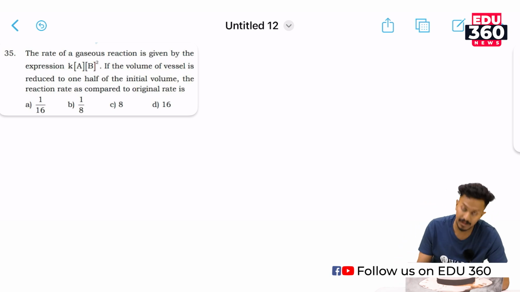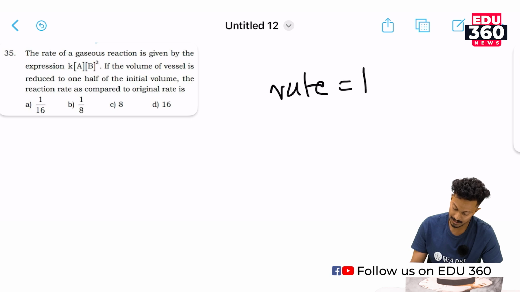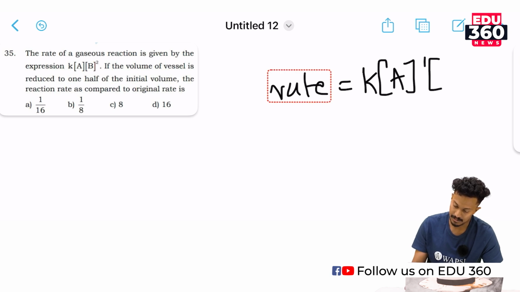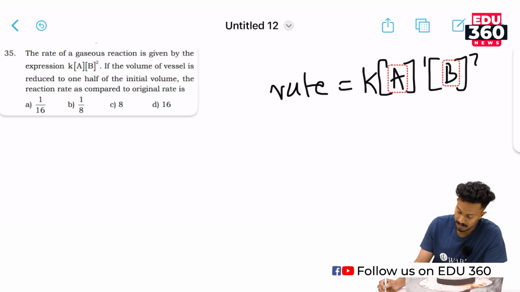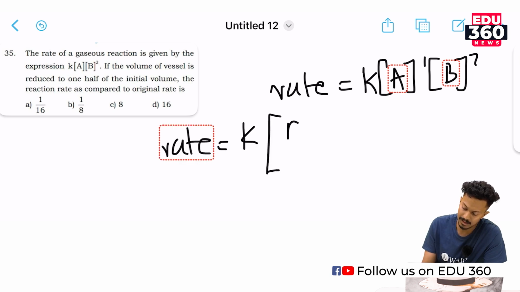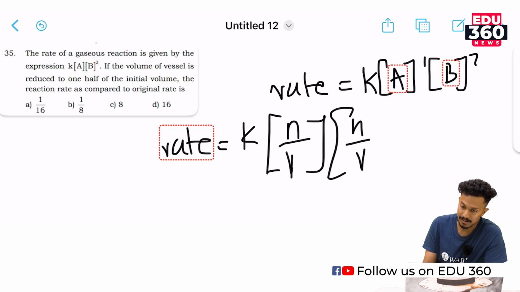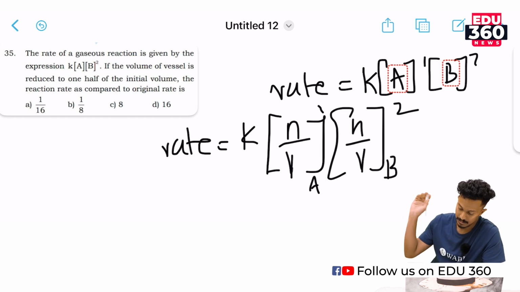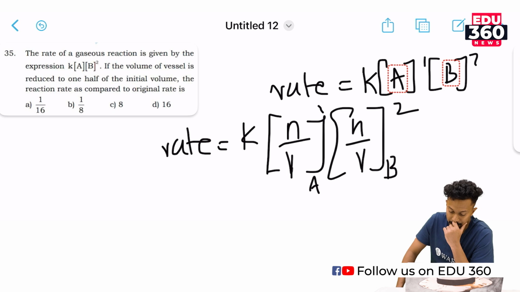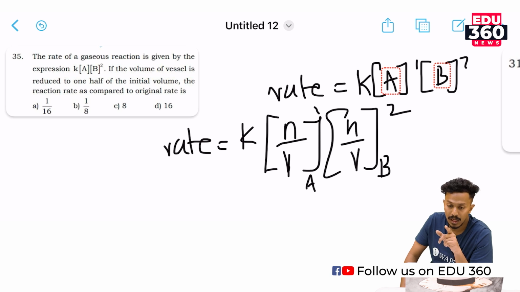So the rate of the reaction would be rate is equal to K [A]^1 [B]^2, right? With that we could say that the volume of the vessel is reduced. What about the concentration? Concentration we can write like this: n by V for A into n by V for B squared. Yes, this is our concept. If the volume of the vessel is reduced to 1/2 of the initial volume, we have to reduce the volume of A and B.